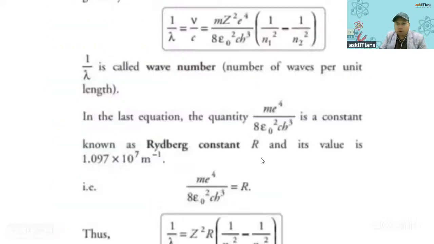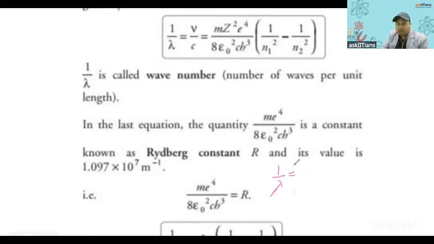Then I have this formula of the Rydberg constant. Please have a look at it. 1 by lambda is known as the wave number. This equation can be written like this; I can write it again since it is not clear. 1 by lambda is written as R times this quantity, m e to the power 4 upon 8 epsilon naught square c h cube.